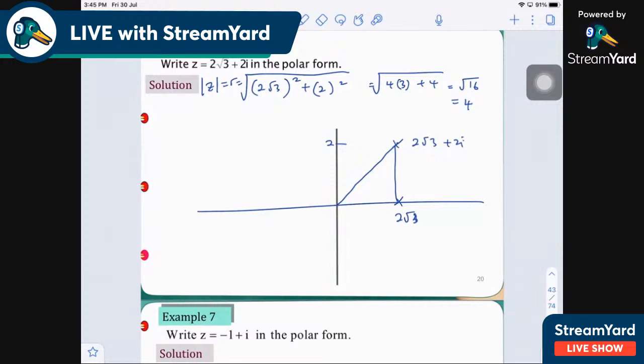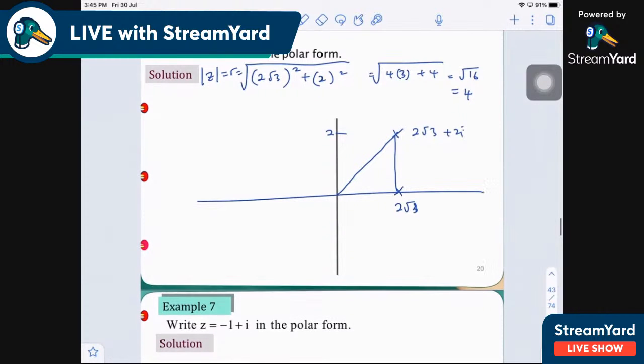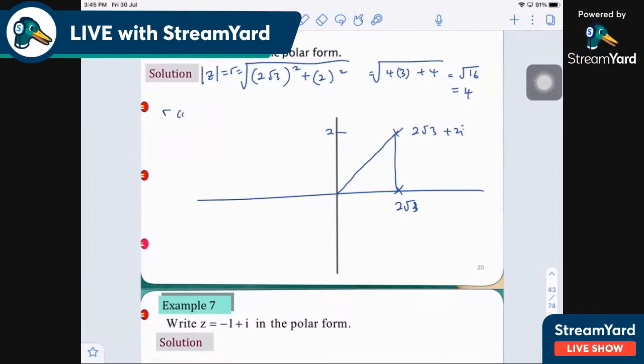Kedua, we have to find the theta right now. So R cos theta sama dengan 2 root 3. R sin theta sama dengan 2. So tangent theta sama dengan 2 over 2 root 3. Cancel. 1 over root 3, right? So theta, you can press your calculator. Shift tangent 1 over root 3. Apa anda dapat? Okay, what you get there?